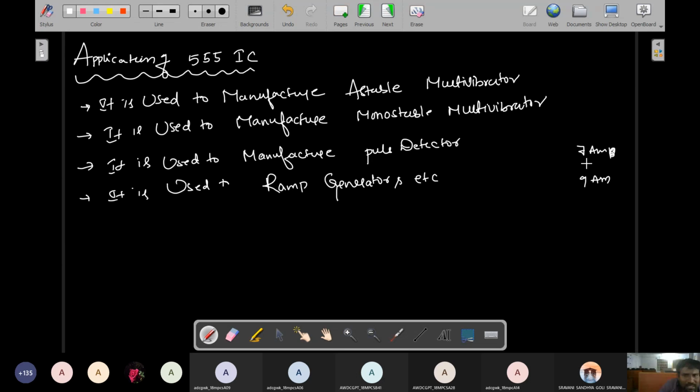So for that purpose, in between 7 to 9 only, we will produce some oscillations. This type of ramp generator is also manufactured by these 555 ICs. Ramp generator means you already set the time triggering. So you already give the time pulse of this generator. This time pulse is 7 to 9 a.m. It starts from 7 and it ends at 9.